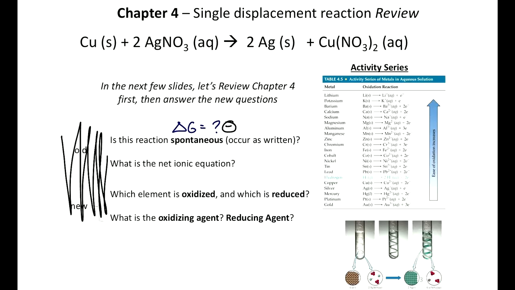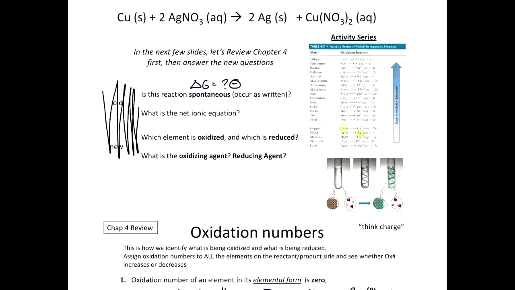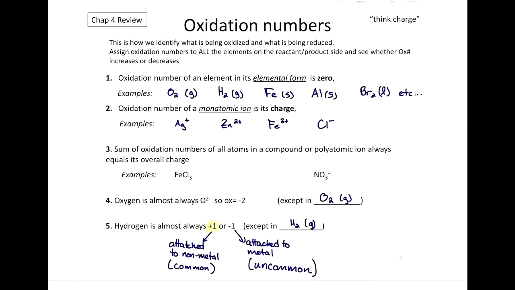So, this first one is, is this reaction spontaneous? That's when we use the activity series, right? We looked at, oh, the metal is here on the activity series, there's copper, and we are reacting it with silver plus. So the solid metal's higher on this activity series than the ion, so this was a spontaneous reaction. You put copper solid into a silver plus solution, and you will see silver solid plate out over time. So we'll talk about that in a second. So let's review. The first one is oxidation numbers.